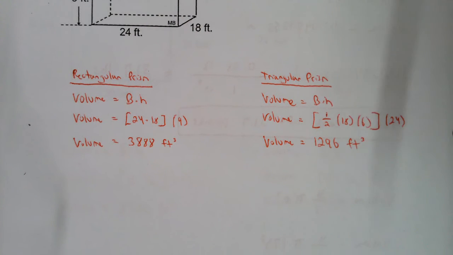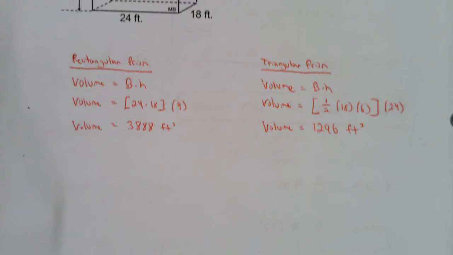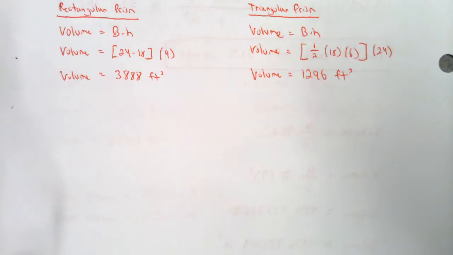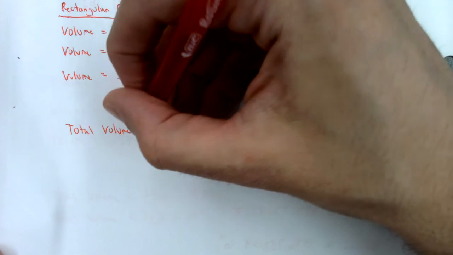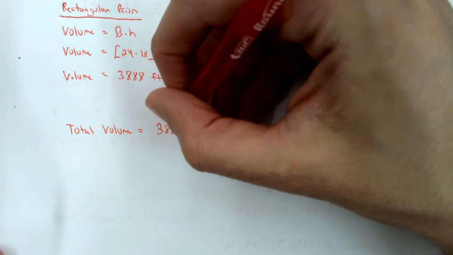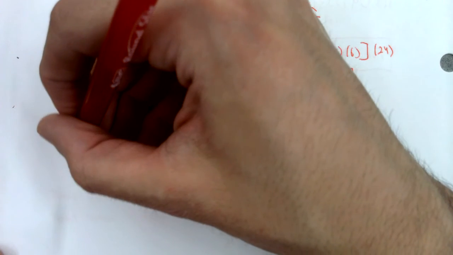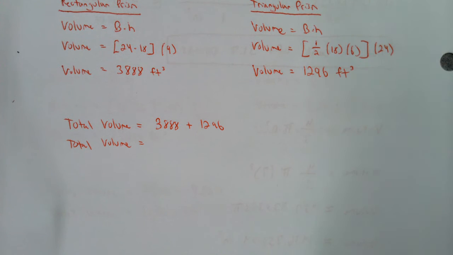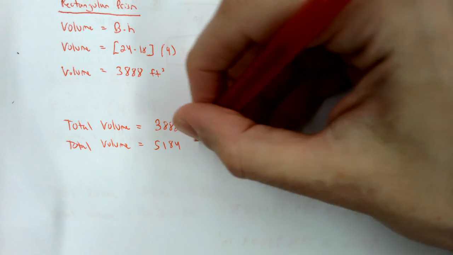Okay, so we just got the volume of each prism. To get the volume of the entire room, you're going to add those 2 numbers together. So let's do that next. Total volume equals 3,888 plus 1,296. Add those 2 numbers together. 5,184.